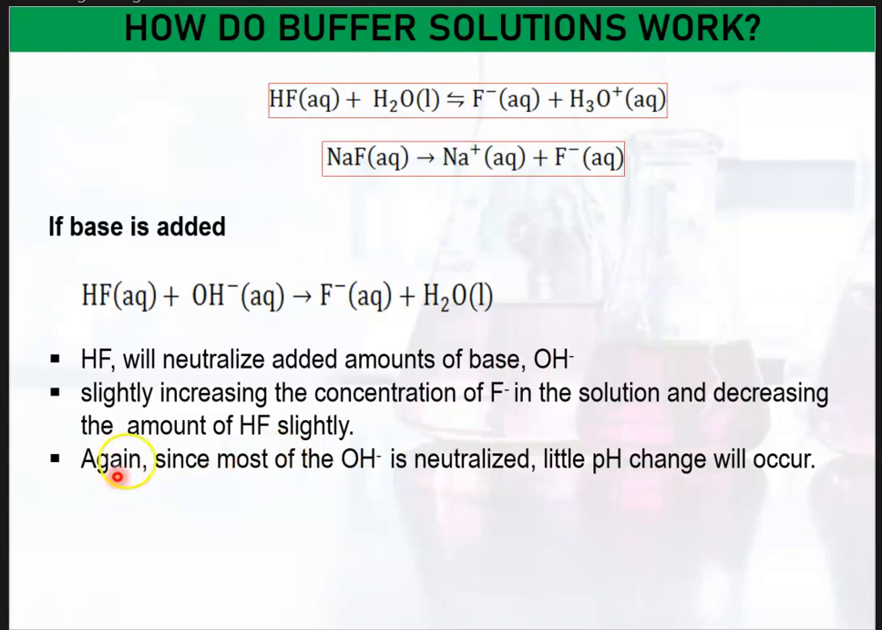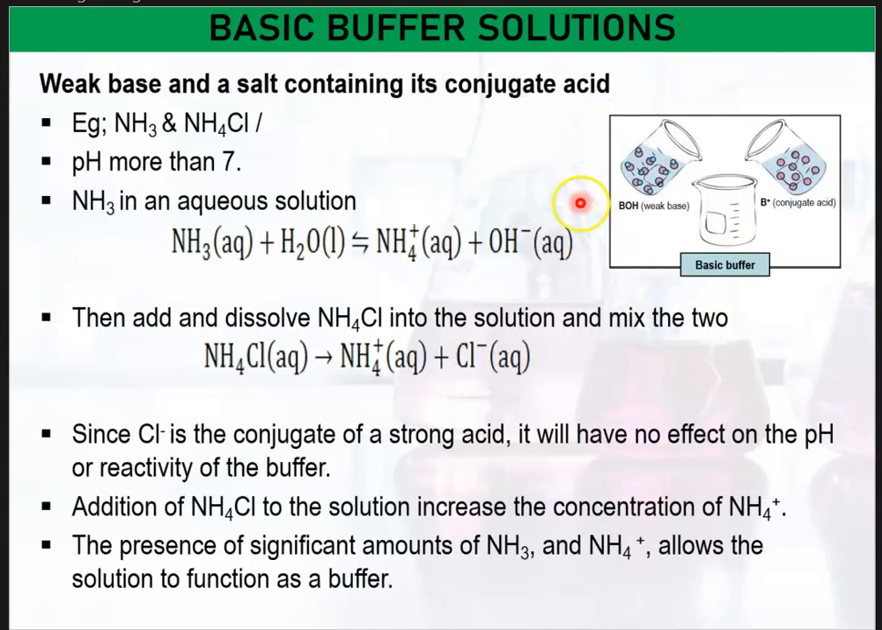So HF will neutralize the added OH minus, only increasing slightly. And since most of the OH minus is neutralized, little pH change will occur. It is not that there is no change at all, there is a change, but only small changes. Okay, so that is the acidic buffer. For the basic buffer, I think we discuss in the next video. Okay, thank you. Assalamualaikum.